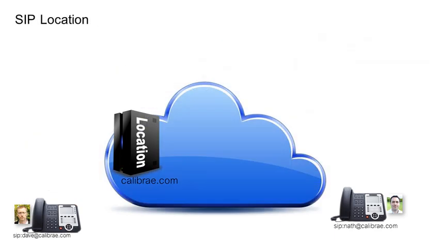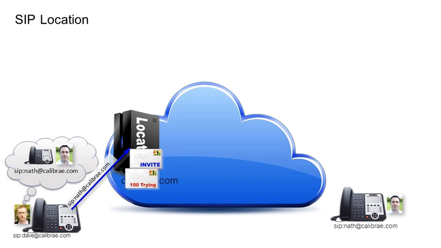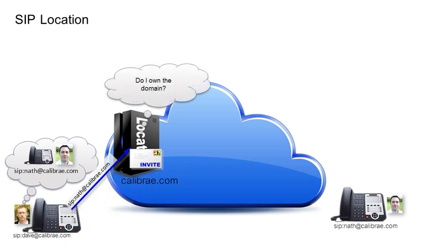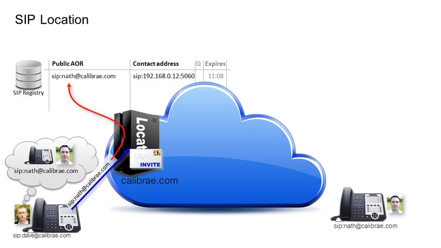Now, in our scenario, Dave dials Nathan's address of record, his user agent writing it as the request URI of the outgoing invite. After returning a 100 trying for reliable delivery, the server asks, do I own the domain, comparing the domain name part of the dialed request URI with the domains that it controls. Yes, the domains do match, so next the server queries the registry to see if Nathan is registered.